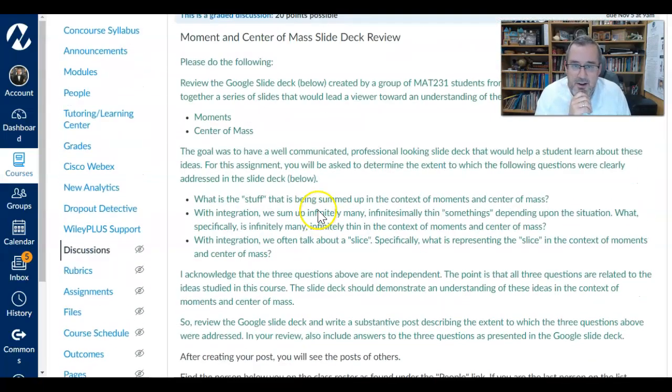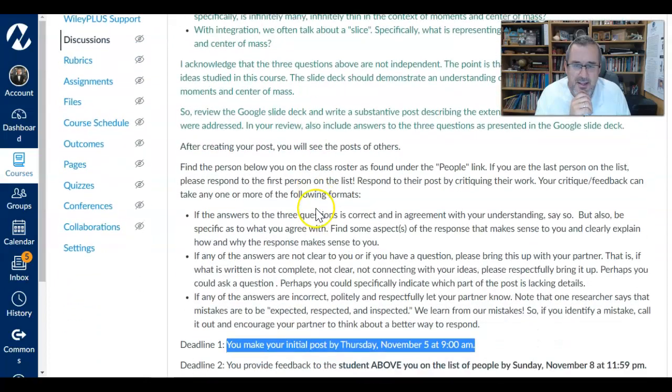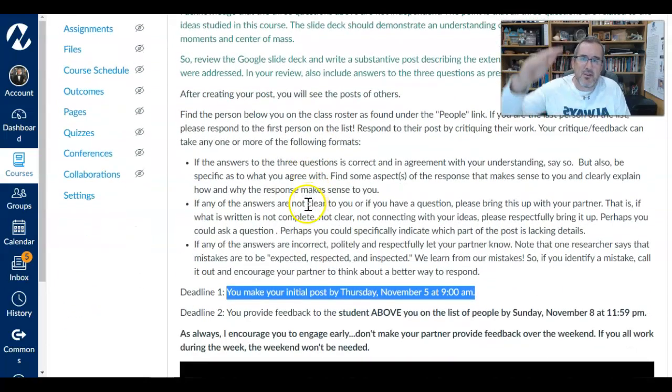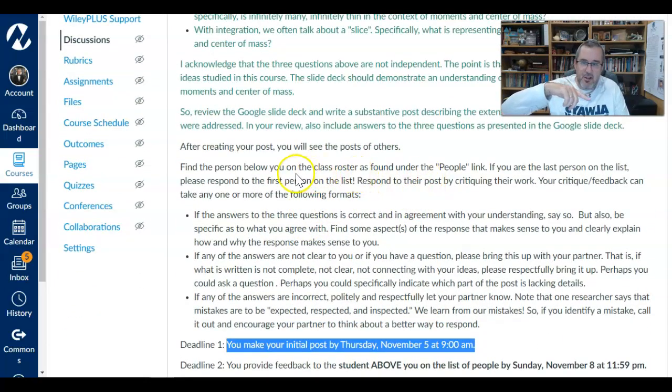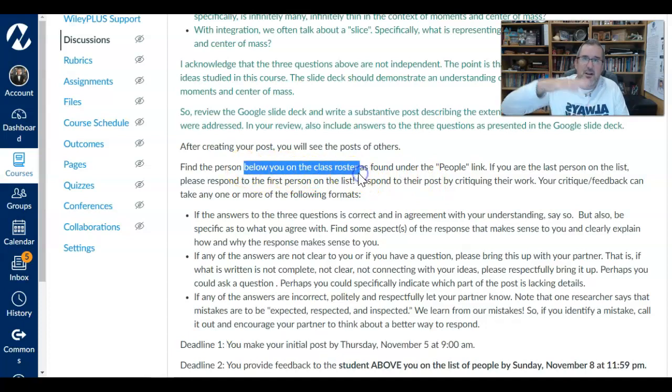All right. I don't know if I said this. I'm going to say it again just in case. On that list of people, you're reviewing the person below you on the roster. So the person who's on the very bottom, I can't remember who you are, but the person on the bottom, you're going to jump back to the top. And you're going to review the person up at the top. Sound good? Engage early. Engage often. Stay in touch. If you have a question, please ask.